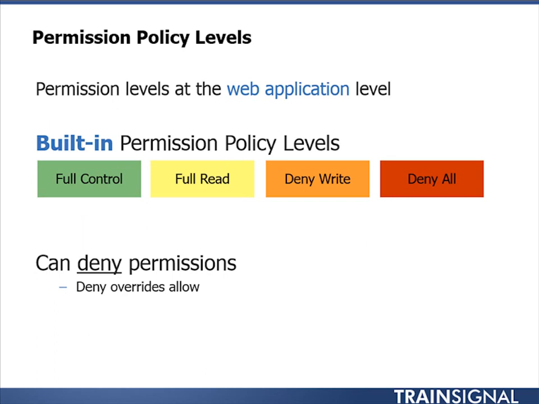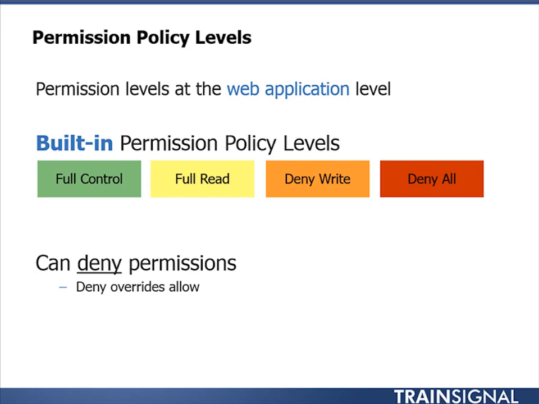Now you're going to notice the four ones that we have built in: full control and full read. And then you're also going to notice that we have deny write and deny all. Yes, that's right. We actually have the ability to deny permissions by using a permission policy level at the web application level. Now, this can be very helpful maybe as a way to take a permission away from somebody, or just to apply a bit of a safety net.